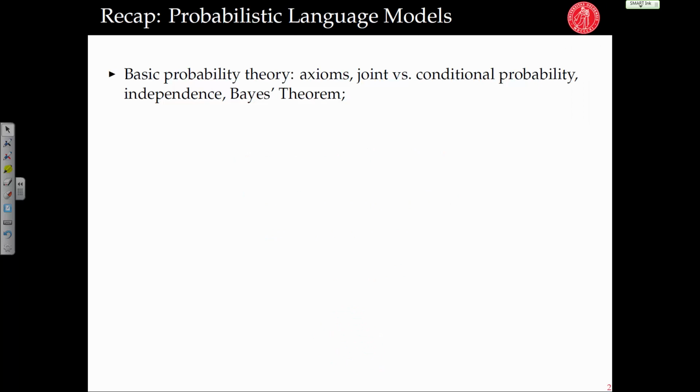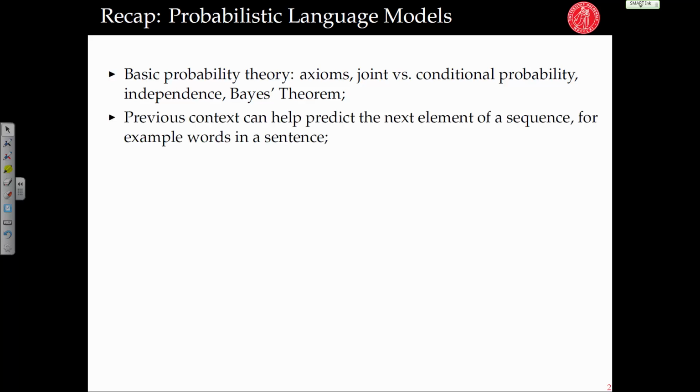The things that we have learned last week: first we reviewed basic probability theory concepts. So basic axioms, the difference between a joint probability and a conditional probability, the concept of independence. So when two events are independent, what does that mean, and what does it entail when we compute conditional probability or joint probability, and the Bayes theorem. And what we tried to learn last week is how to predict the next element in a sequence. So that was the language models.